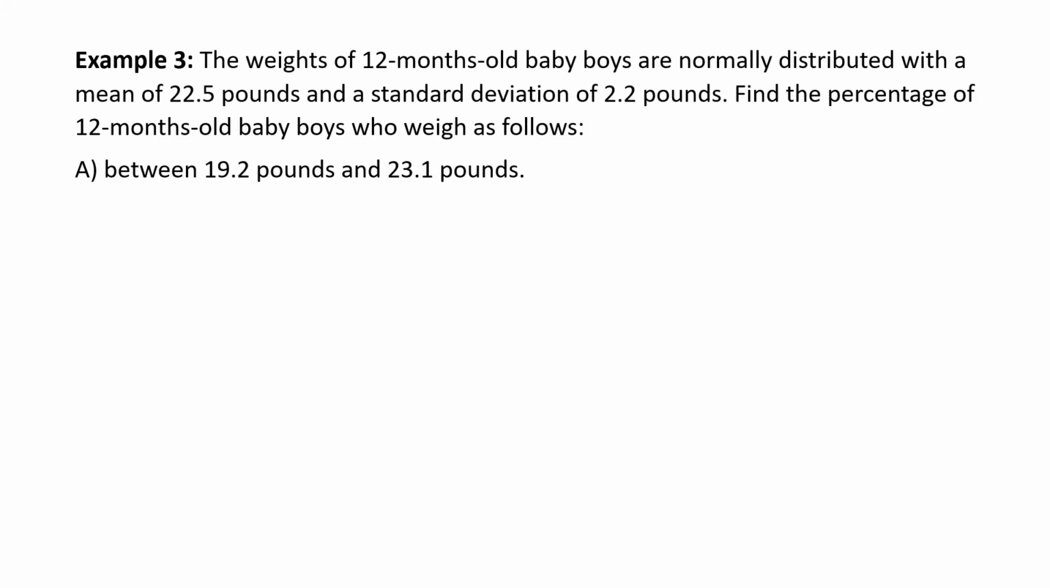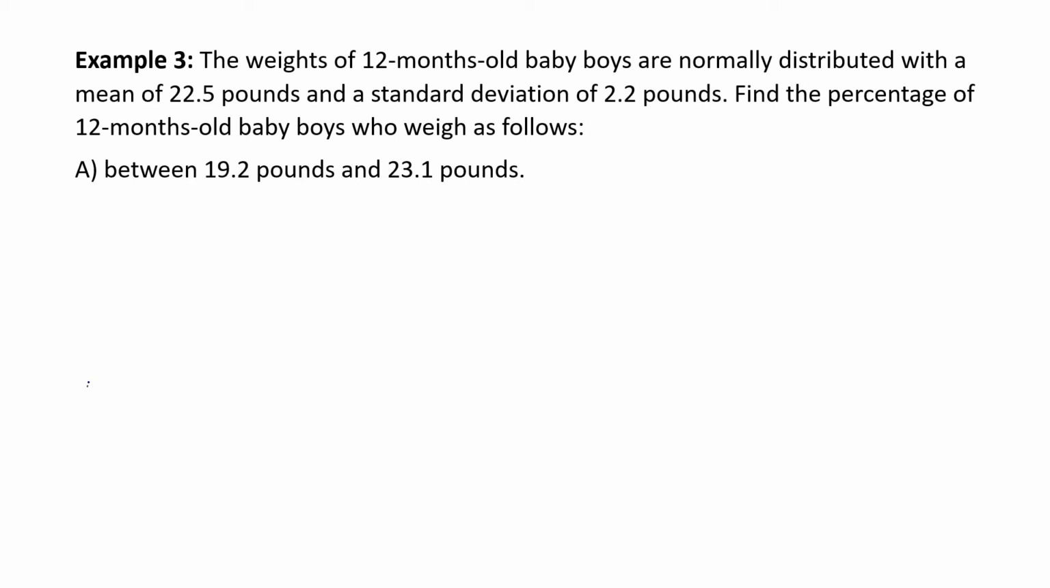Example: the weights of 12-month-old baby boys are normally distributed with a mean of 22.5 pounds and a standard deviation of 2.2 pounds. Find the percentage of 12-month-old baby boys who weigh as follows. Part A, between 19.2 pounds and 23.1 pounds.